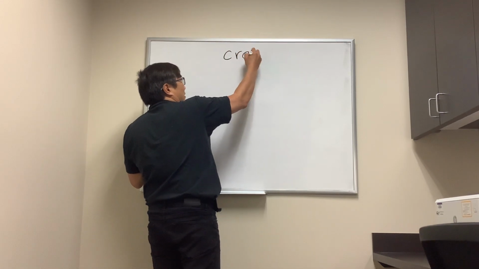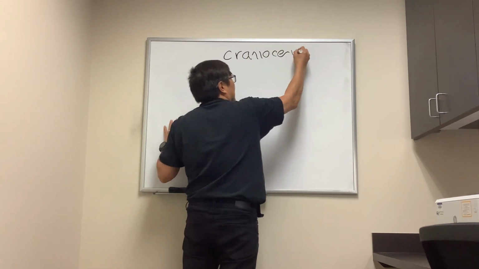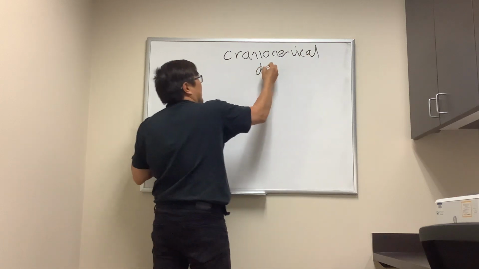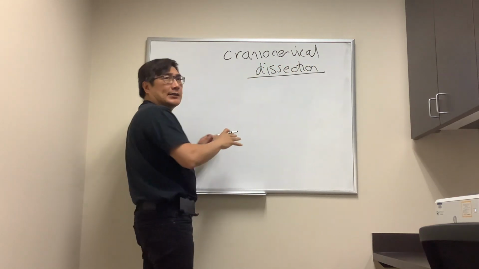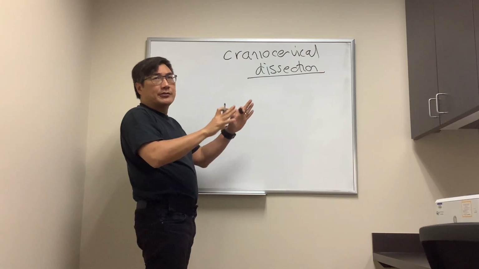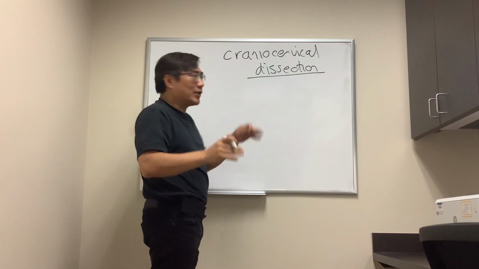So someone wanted to know about craniocervical dissections. And a dissection is a tear in the artery. It's often traumatic, but it doesn't have to be traumatic. However, the typical stem would be car accident or some sort of trauma.